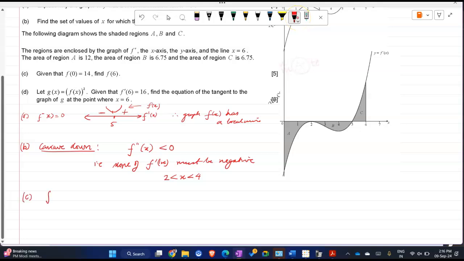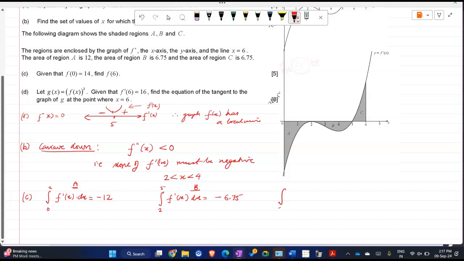What will the integral be? If the area is 12, then the integral from 0 to 2 of f'(x) will be what? Equal to 12. No, minus 12. So the area would be positive, but the integral would be negative. Okay, so then I got it. That's your A. Then for B, from 2 to 5, f'(x) dx will be minus 6.75. This is for B. Are you following that? Yeah. Because it's below, the integral is negative.